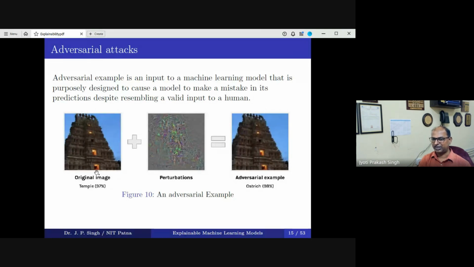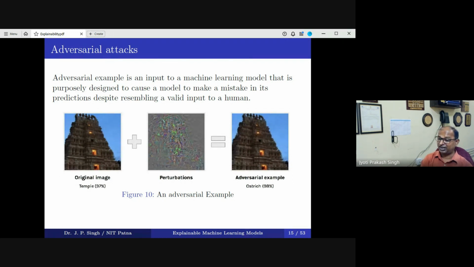Here, if you see, the original image was of a temple, and when the original image was given to the model, it predicted it as a temple with a confidence of around 97%. Now a small random noise was added to this original image, and after adding this noise, the image looks like this. To the naked eye, any human being will immediately say that this is still a temple, the same image as the original.